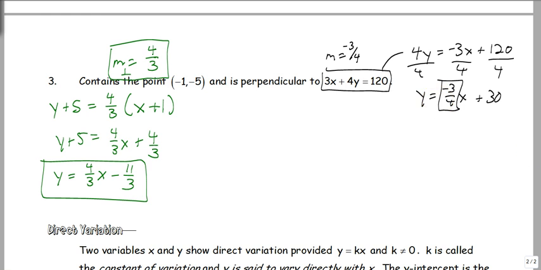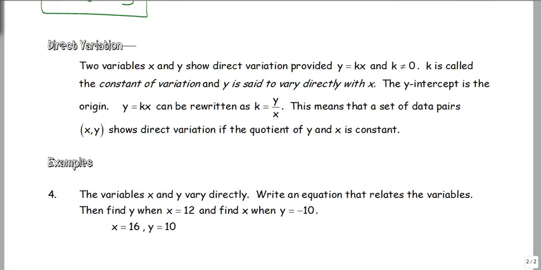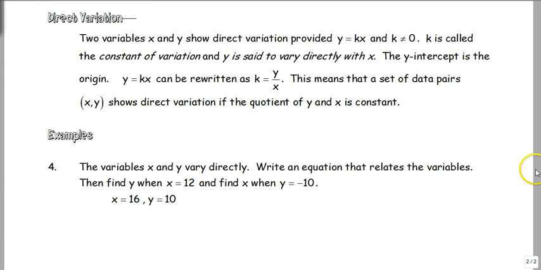Okay, so let's look at direct variation now. Direct variation is very similar to slope-intercept form because your slope is always constant. You always have the same slope on a line.